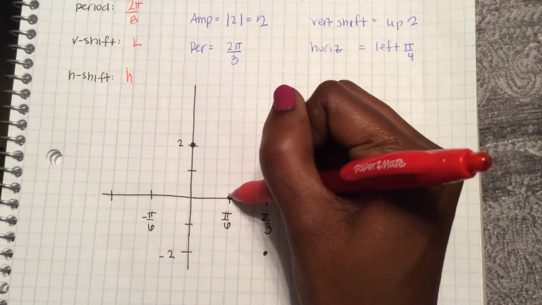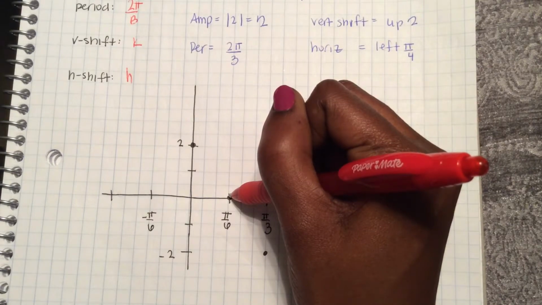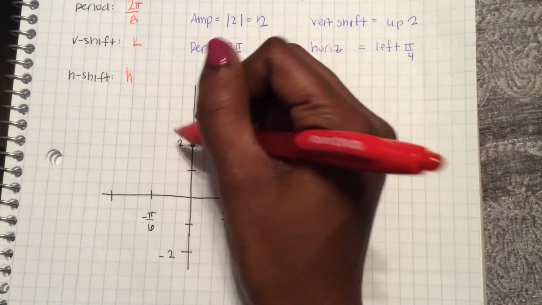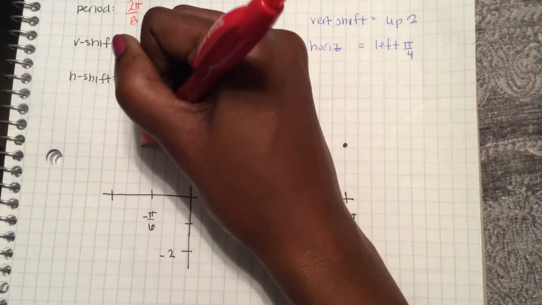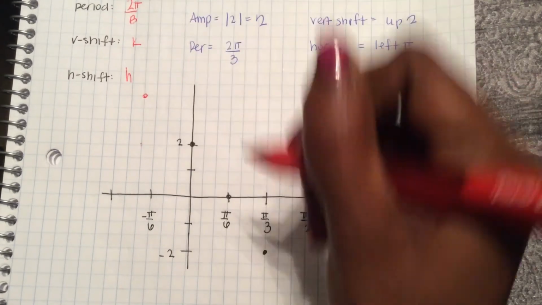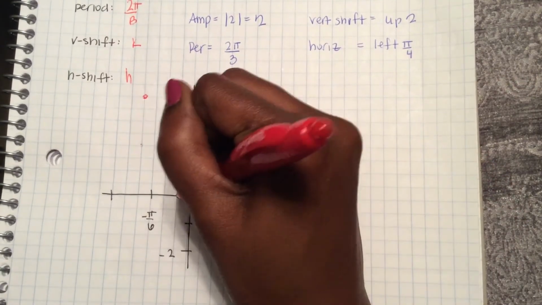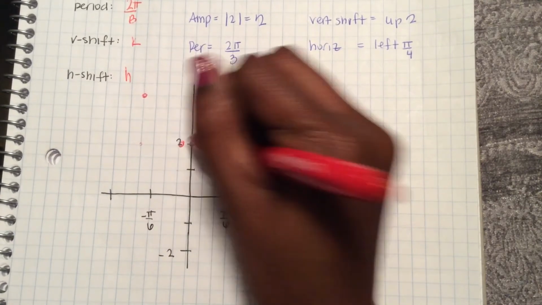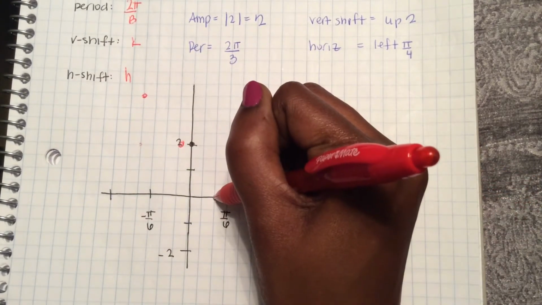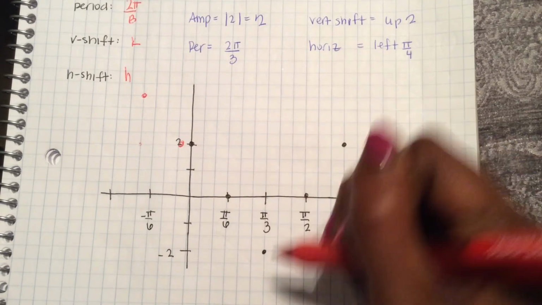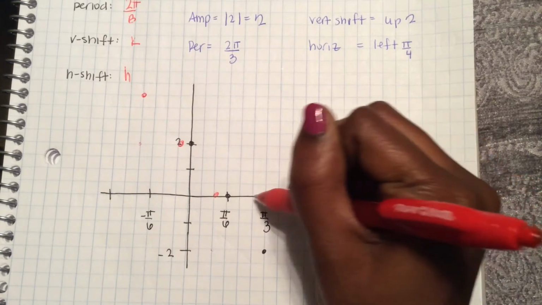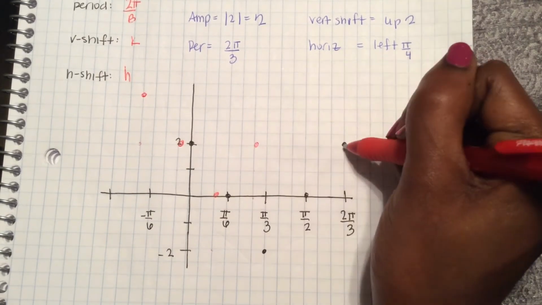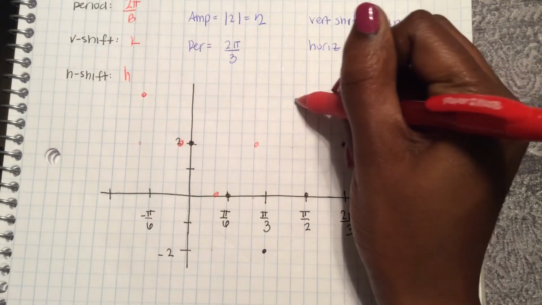So this is pi over 6, which is 30. So pi over 4 is going to be a little bit more this way, and then up 1, 2. Pi over 4 will come this way, up 1, 2. Pi over 4 will come over this way, up 1, 2. Pi over 4 this way, up 1, 2. Pi over 4 over this way, up 1, 2.